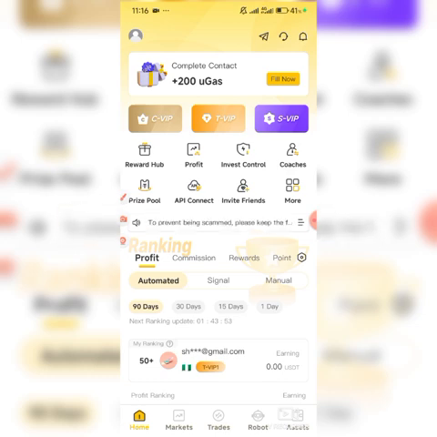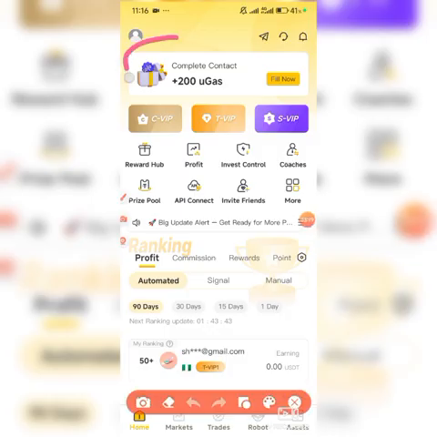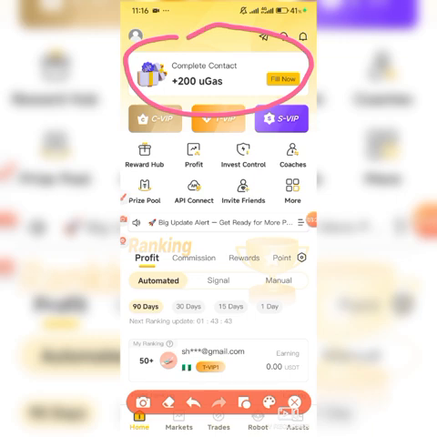When you open your trading app, this is what you're going to see. This is your interface. When you first join or register, like I told you, click activate for 30 days, for those that have not activated their trading app.